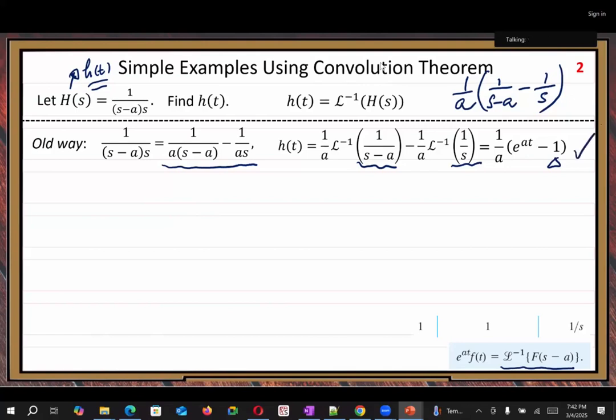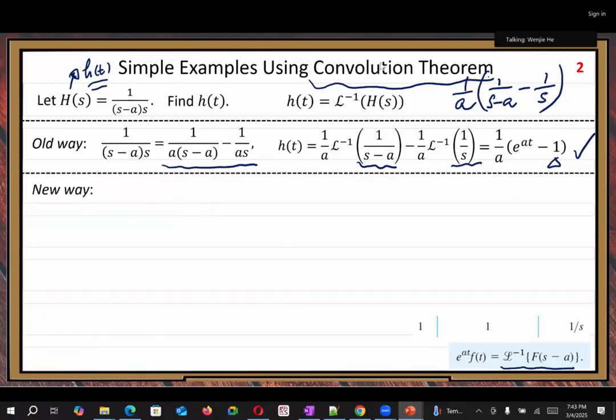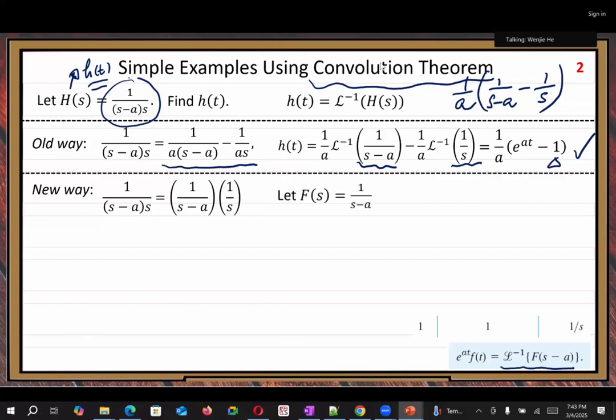Second way, we use the convolution theorem this time. The new way: because the structure is a product of two functions, you can treat it as a product of a function F and a function G. The little f function you can find easily, the little g function you can find easily, right? So capital F, capital G.